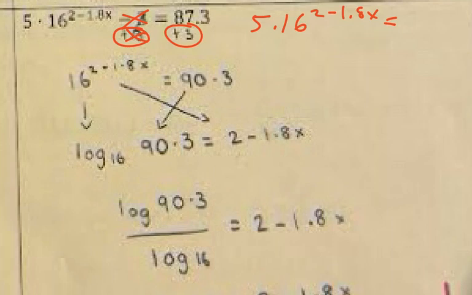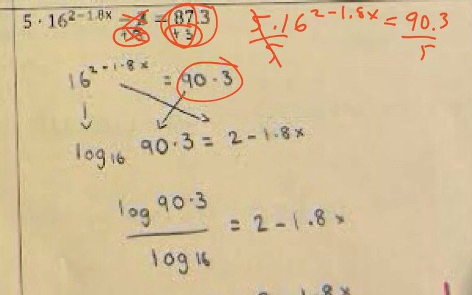That's going to equal, here you are going to get 90.3, not 90 times 3, right? Because 87 plus 3 is 90, so 90.3. Now, next thing you're going to want to do is divide both sides by 5. That gets rid of this times 5. And now you finally got your power by itself.